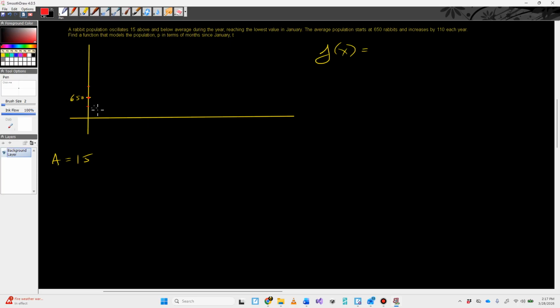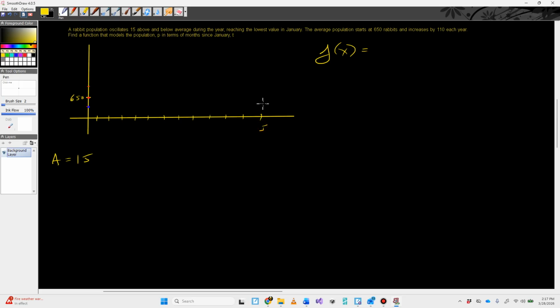Well, it reached its lowest value in January, and since I'm going to include that x equals 0 is my January, then my graph is actually starting here. But where does it go from here? Well, okay, that's my January, February, March, April, May, June, July, August, September, October, November, December, January.